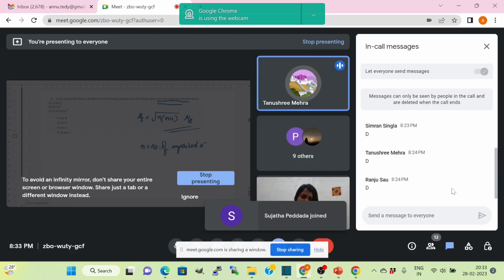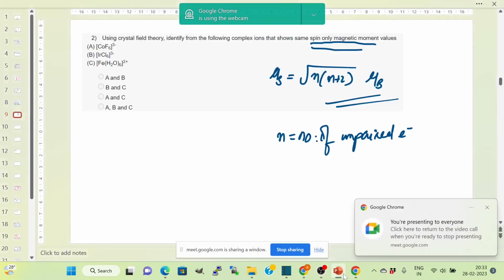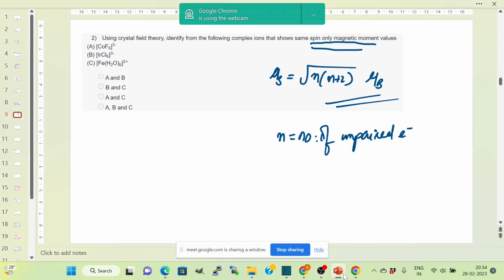Ma'am, do we consider the number of unpaired electrons from the oxidation state of the metal? First we will look at what the oxidation state is. Then we will find out how many d electrons that metal has. Then we will look at the nature of the ligand, whether it is weak field or strong field, and then we fill up the orbitals. Only then can we understand how many unpaired electrons there are. Always draw the t2g and eg levels and fill them up, and then it will be much easier and you will not make any mistakes.